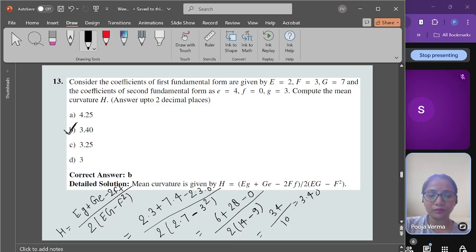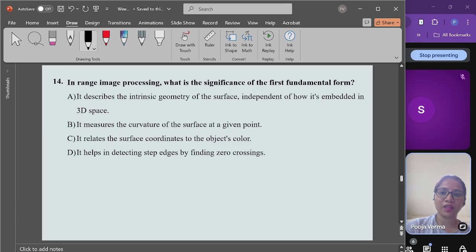Okay. So this is a simple question and everything is given here, so you can solve it. Already I have solved it here. How to solve it? Just by putting these values. So option B is the answer. Now move to the next question.